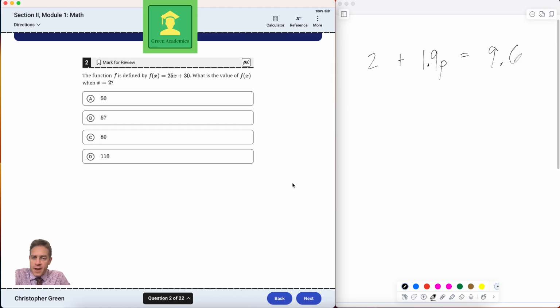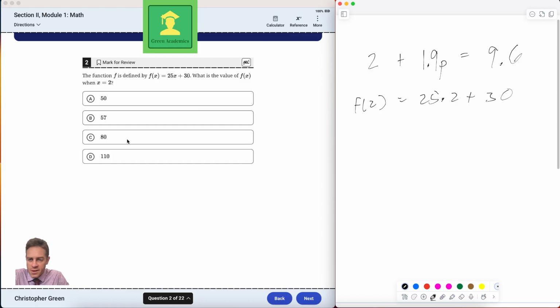The function f is defined by that. What is the value of f of x when x equals 2? Well, of course, f of 2 simply is 25 times 2 plus 30, which is 80.